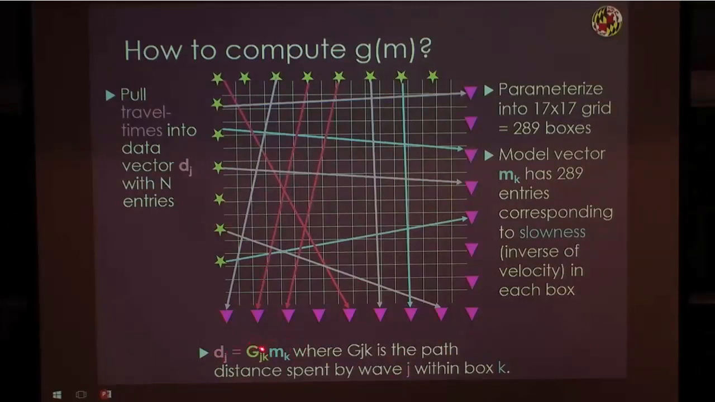And what it is, it's the sum. Here I have used Einstein summation notation without actually drawing the sum sign. What I've done is I've taken all the boxes that this wave goes through, and I've multiplied the slownesses in those boxes by the path length, the distance that wave J spends in box K. So essentially, how long is this line right there inside this box? You do that for all the boxes and all the rays, and you can imagine you have this giant matrix. It would be 13 million by 289. And most of it will be zeros because most rays don't go through most boxes.